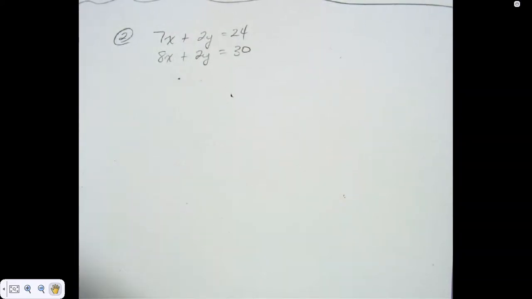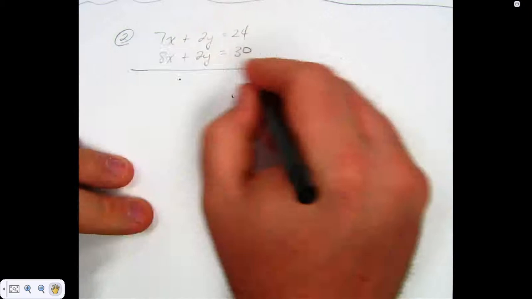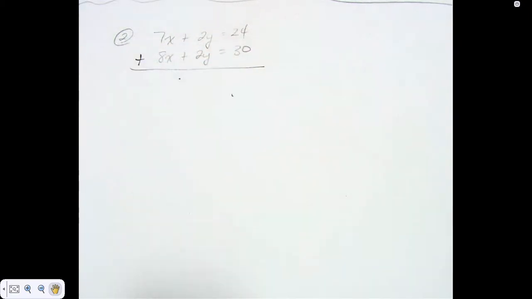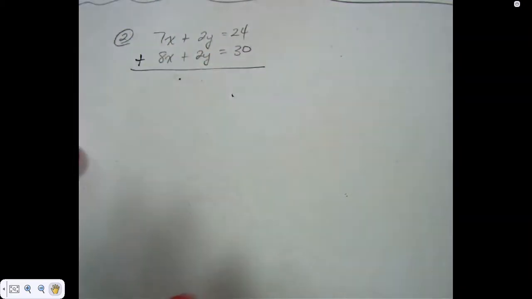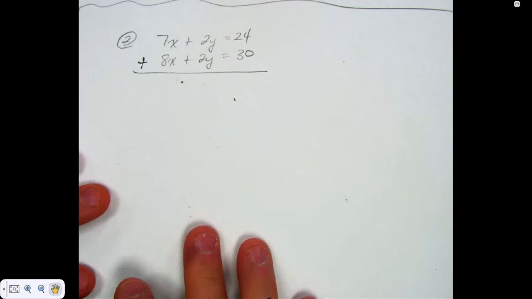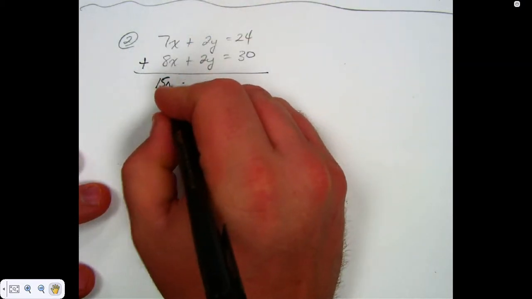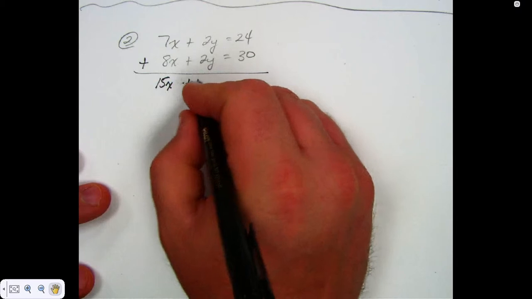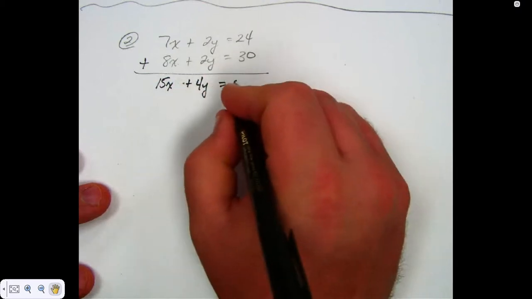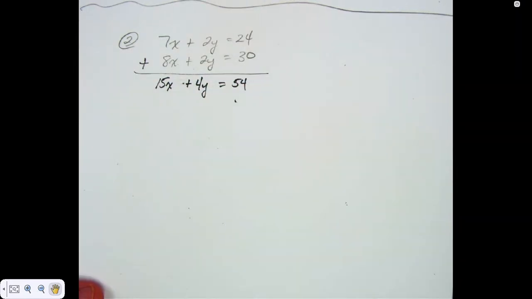What's your first step? Line up your equal signs. We got that done. Add them together and see what you get. And pay close attention to this. Details do matter. What'd you get here? 15x. What'd you get here? Plus 4y is equal to what? Did that do me any good? I didn't create an equation with one unknown, did I? No. If one of your variables does not add to 0, then go to step 2.